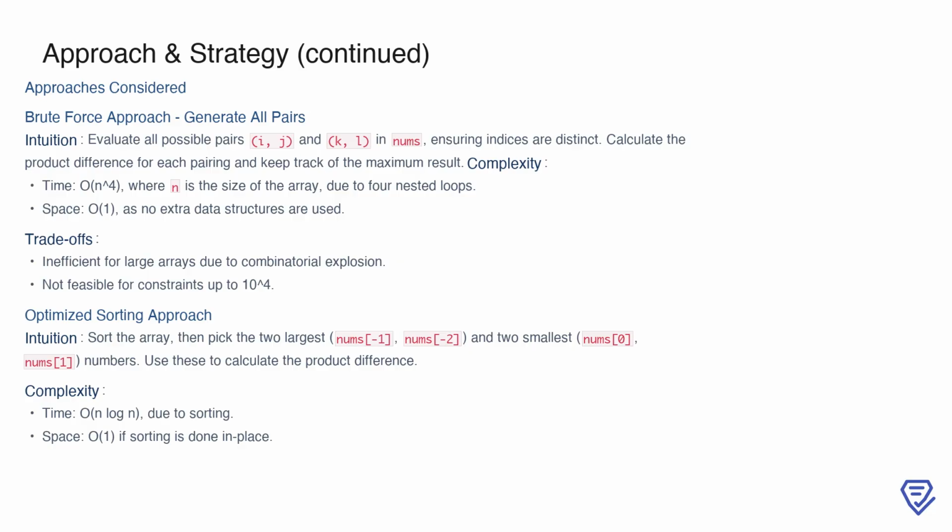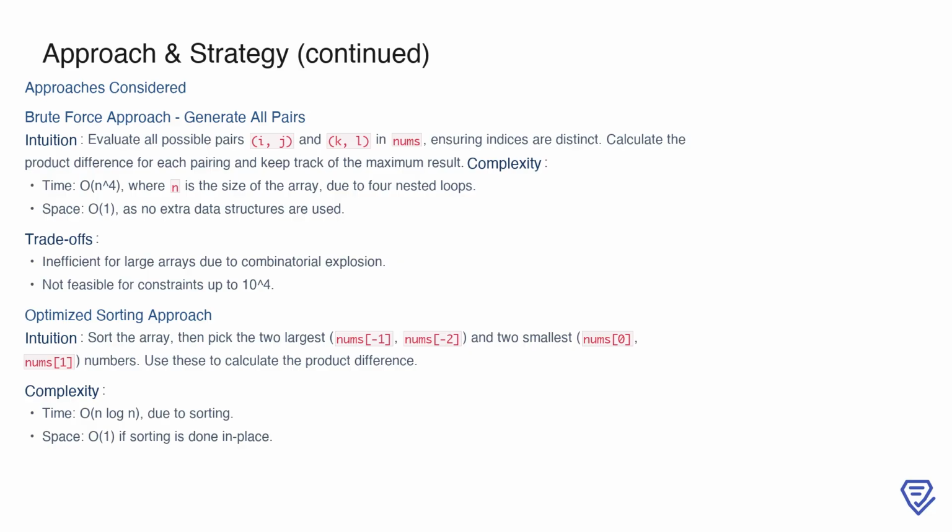On the other hand, a much better approach is to sort the array first. By sorting, we can directly pick the two smallest numbers from the beginning of the sorted array and the two largest numbers from the end. The product difference can then be calculated using just these 4 values.